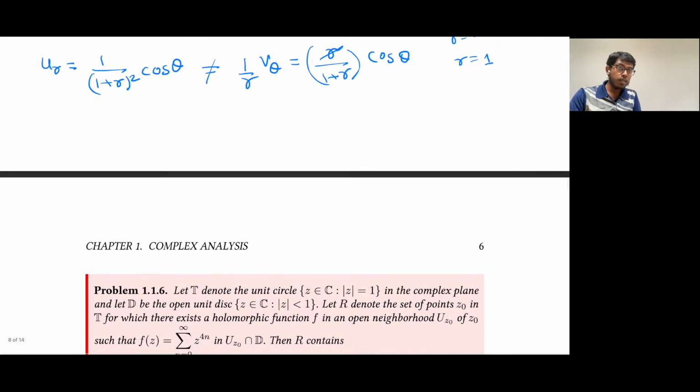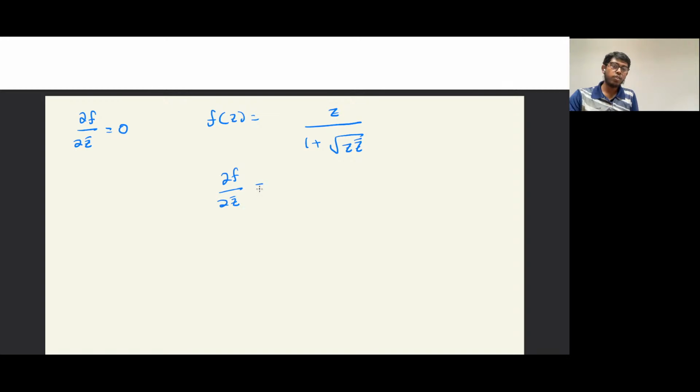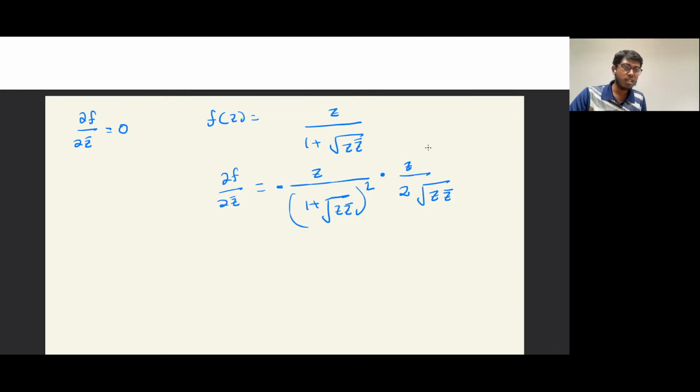Now let's see the other method, whether del f by del z bar equals 0 or not. So what is the function? f(z) equals z by 1 plus square root of z bar. We just need to find del f by del z bar. This is z by (1 plus square root z bar) whole squared, with a minus sign, and then I have to take the derivative of the square root, which is 1 by 2 root z bar, and then some z will be coming, I guess. Yeah, I guess this is right.